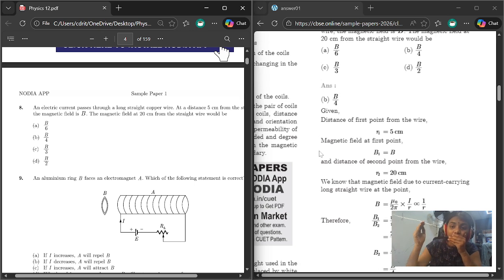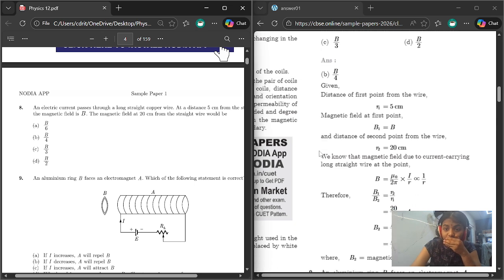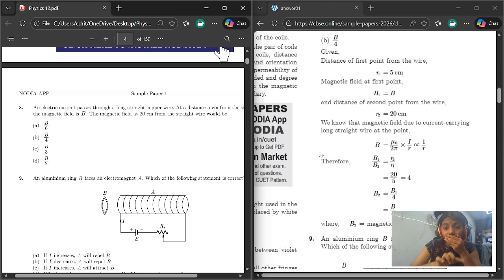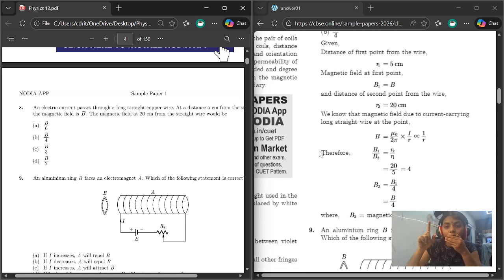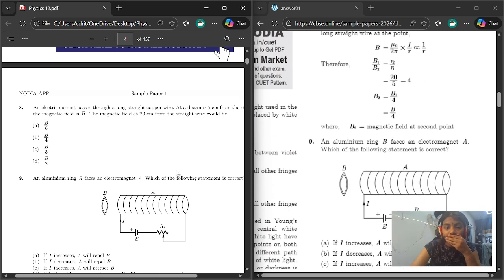As you know, the distance of the first point from the wire is 5 centimeter, and the magnetic field at the first point is B1 = B, and the distance of the second point from the wire is r2 = 20 centimeter. We know that the magnetic field due to a current carrying long straight wire is B = (mu naught / 2 pi) × I/r, which is proportional to 1/r. With this, we can say B1/B2 = r2/r1 = 20/5 = 4. So B2 = 1/4, thus it's equal to B by 4. Now next, ninth question.